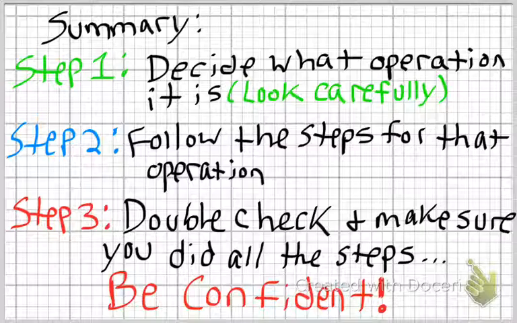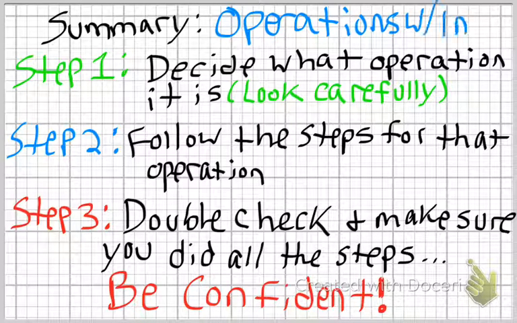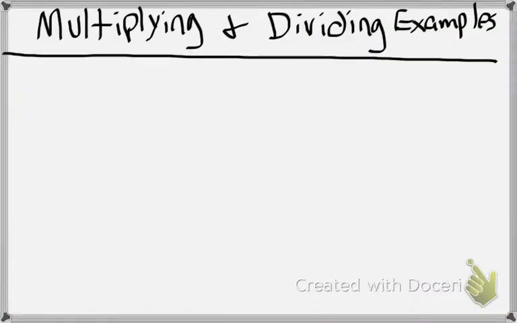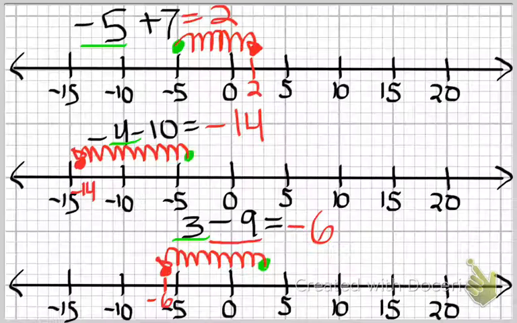Alright, so our final summary is, when doing operations with integers, we were talking about operations with integers. I'm going to abbreviate integers. Okay, step 1 was first, you got to decide what operation it is and look very carefully. And remember, we talked about some of the examples of those, of whether it was multiplying and dividing or if it was adding and subtracting. You got to know which one it is because they are different types of questions.